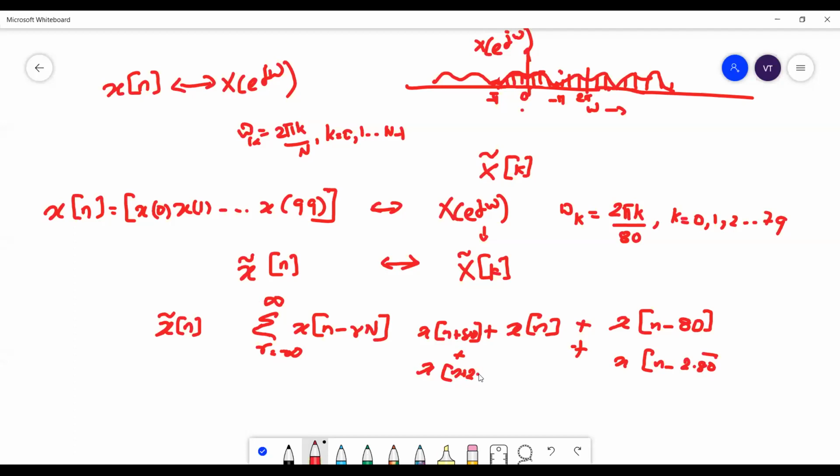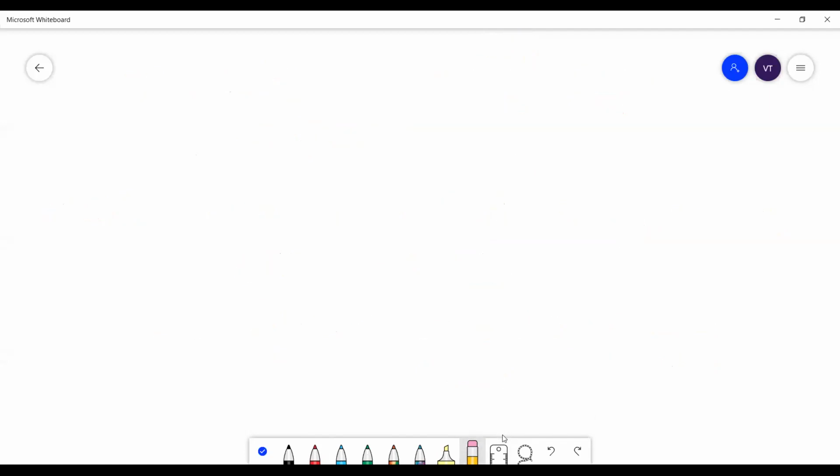So now you are looking at a periodic sequence that is formed by an overlap of x of n, because x of n had how many samples? x of n had 100 samples. So this was the 100 samples of x of n. The samples range from 0 to 99.